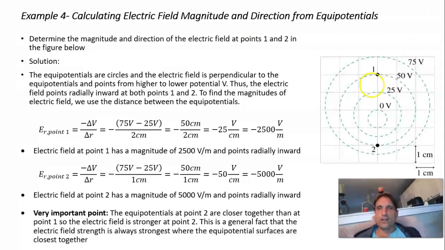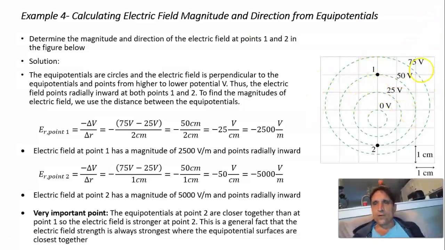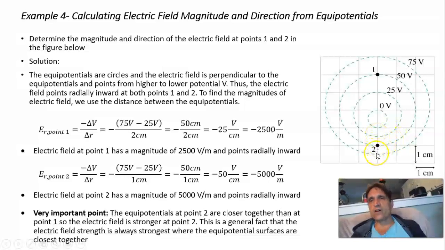Now let's look at point 2. At point 2, the electric potential is 50 volts, and here it's 75 volts, here it's 25 volts. So the equipotentials are circles, the electric field is perpendicular, and it points downhill from higher V to lower V. And so the electric field at point 2 must be pointing radially inward as well, in the negative r direction. What's its magnitude?